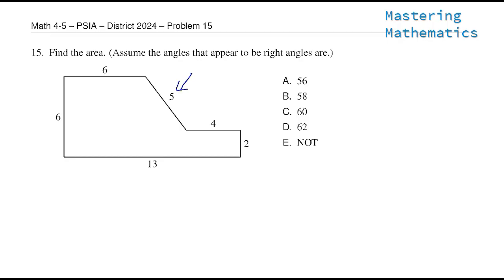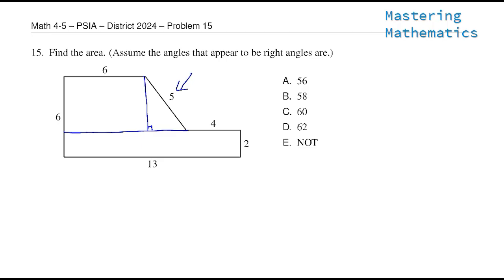The trick to doing this is to partition the figure into smaller shapes. Partition just means to cut it into smaller shapes. So I'm going to draw a line right here. It goes over to here, and that creates a rectangle. And then I'm going to drop a perpendicular line right here at this corner. And that creates a rectangle on the left and a right triangle on the right.